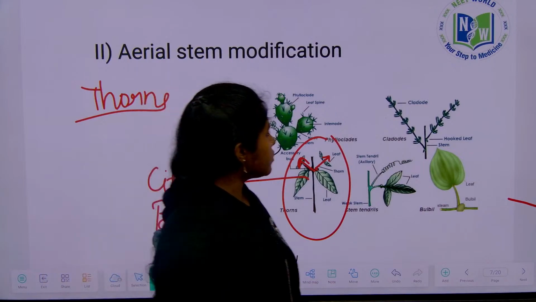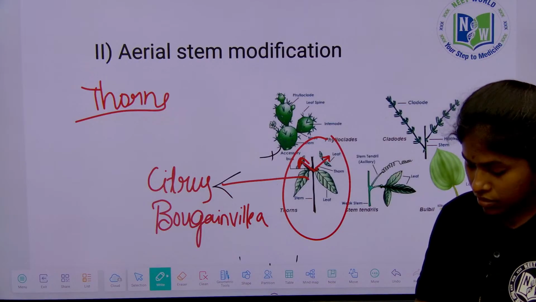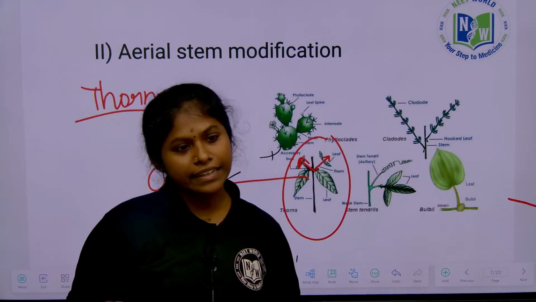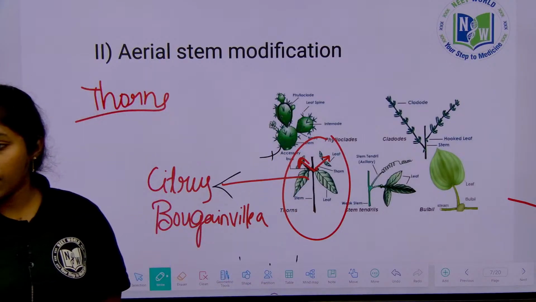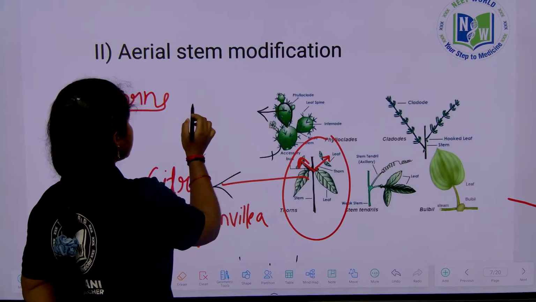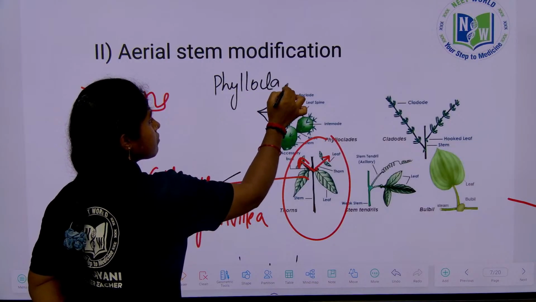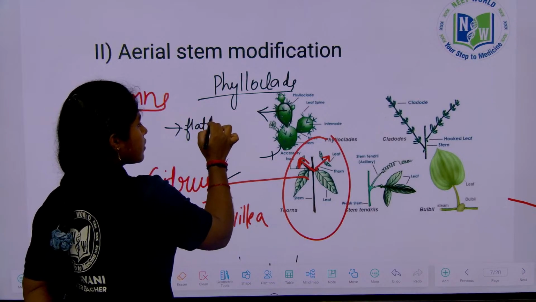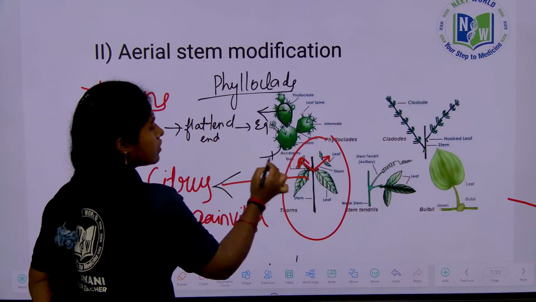Okay, and coming to the next one, phylloclades. What are phylloclades? They grow in which regions? Desert regions. Okay, the stem is modified as a fleshy, flattened structure. If the stem is arranged as a flattened structure, that is the example of Opuntia. Okay, this is Opuntia.